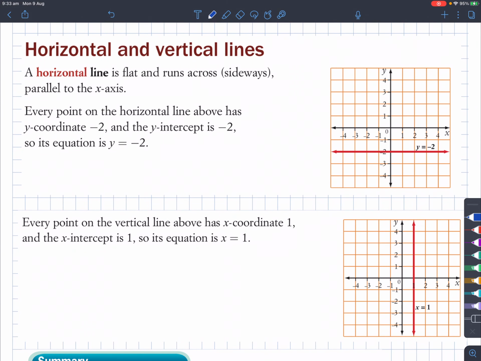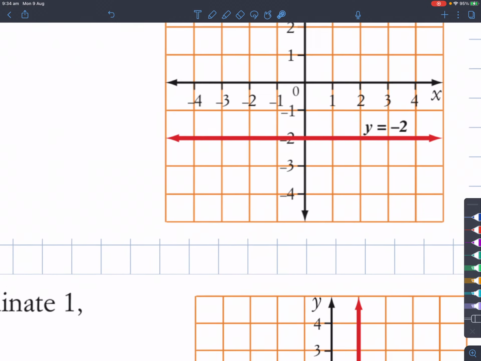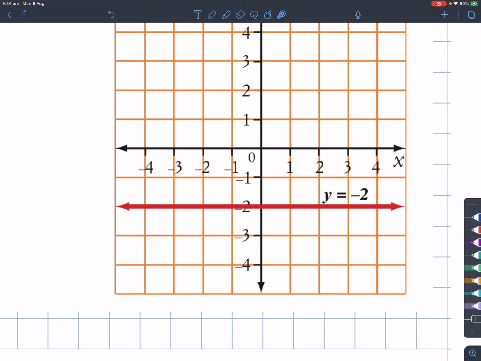Let's go into horizontal and vertical lines. A horizontal line is flat and runs across sideways, parallel to the x-axis. Every point on the horizontal line above has y coordinate -2, and the y-intercept is -2. So its equation is y = -2. If we have a look at this graph here, this horizontal line, y is at -2.